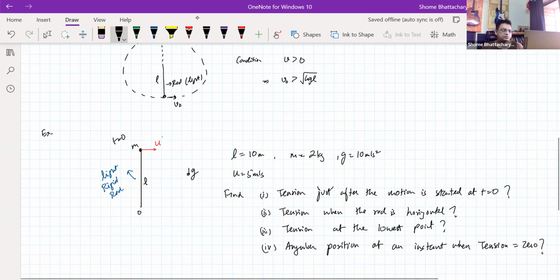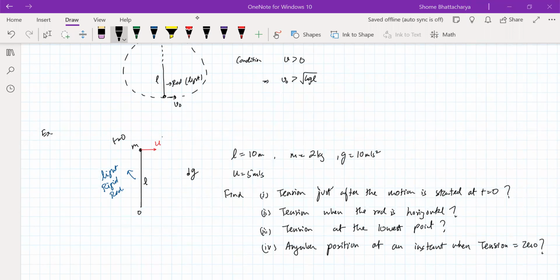Apparently there will be some instant when momentarily the tension will be zero in the rod. You will understand that when you work out the first part of the question and compare it with, for example, the second or third part. As the particle goes through that vertical circular motion, at some point, just for an instant, the tension in the rod will be zero. So you have to find the angular position of that instant.